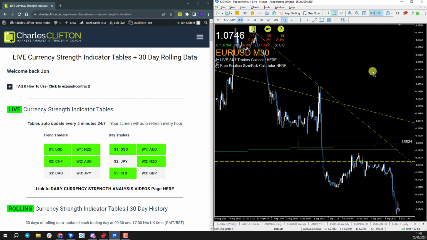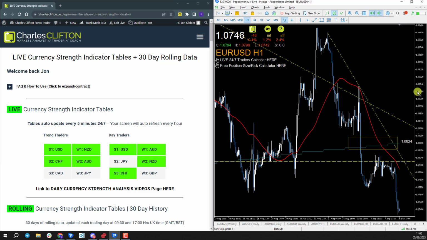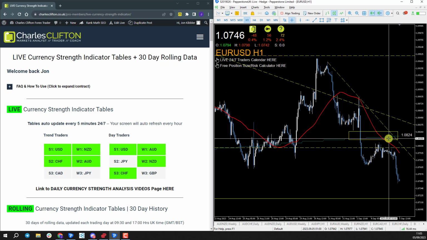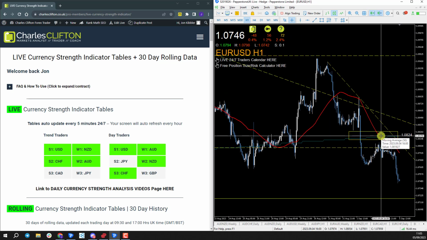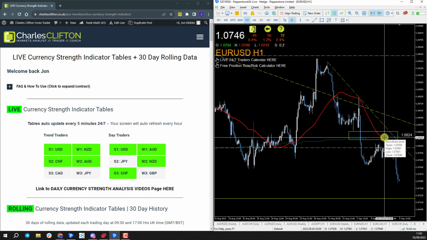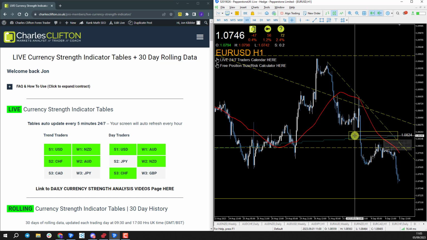We'll discuss how I entered the market, why I entered the market, and what I was looking for in particular. Now, we were looking yesterday at the hourly chart, and we were looking at this 1.0820 level. There were a couple of confluences around that point. We had the 200 daily moving average, we had the 50 moving average running through there on this hourly chart. We also had a Fibonacci extension at that point.